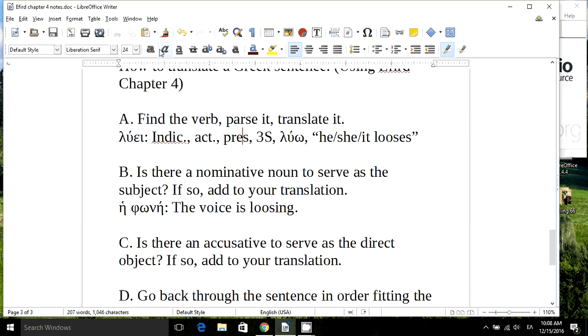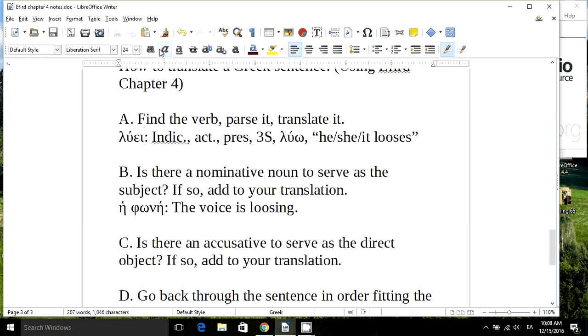So that's indicative, active, present, third person singular. He, she, or it looses. So now I've got the voice is loosing. Because that was an example. If it's second person, there's probably not going to be a nominative, because the subject of that is you.